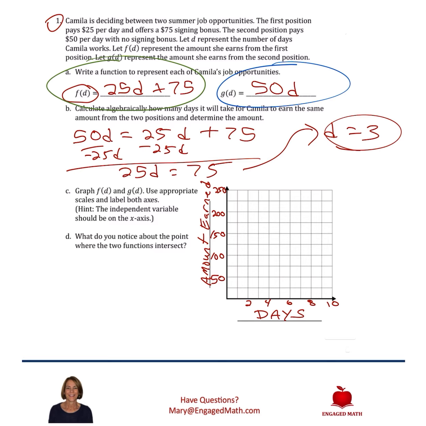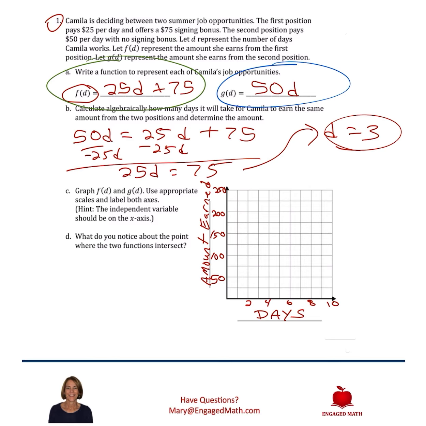And one thing that I just wanted to tell you is that I already did the work on the graph with the scaling just to save time in the video, but I made the days so that each little tick mark was 1 day, but I counted by 2s to make it a little bit neater. Just a little trick as you make your own graphs. The amount earned, I went by 50s, but really each tick mark is 25. I just didn't put in 25, 50, 75. Just a little trick as you do the scaling. Okay, so let's graph them.